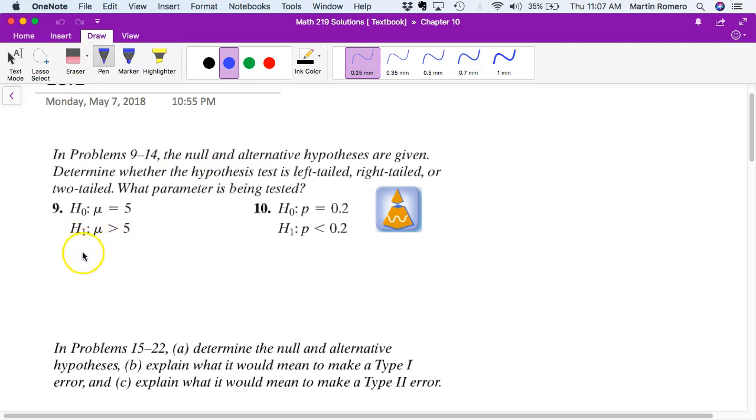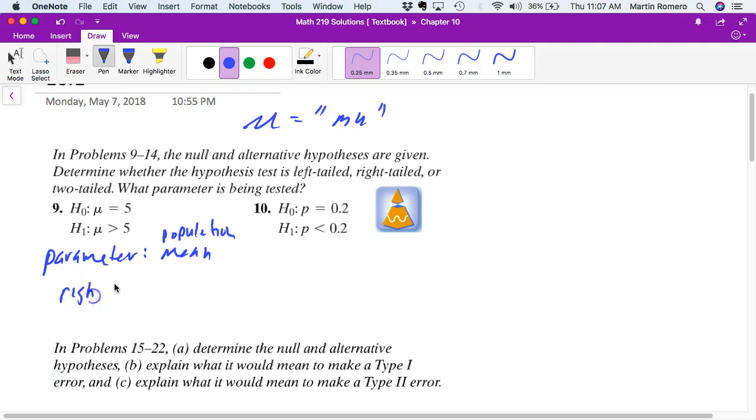So on problem number 9, the parameter being tested, right? The parameter is a mean value. That's a mu. Remember, you can't call that m. People still call that m, but this is a mu, right? Which means population mean. And so make sure you're using the right language. It's not m, it's not u, it's a mu. And in this case, since this is a greater than symbol, this is a right-tailed test.